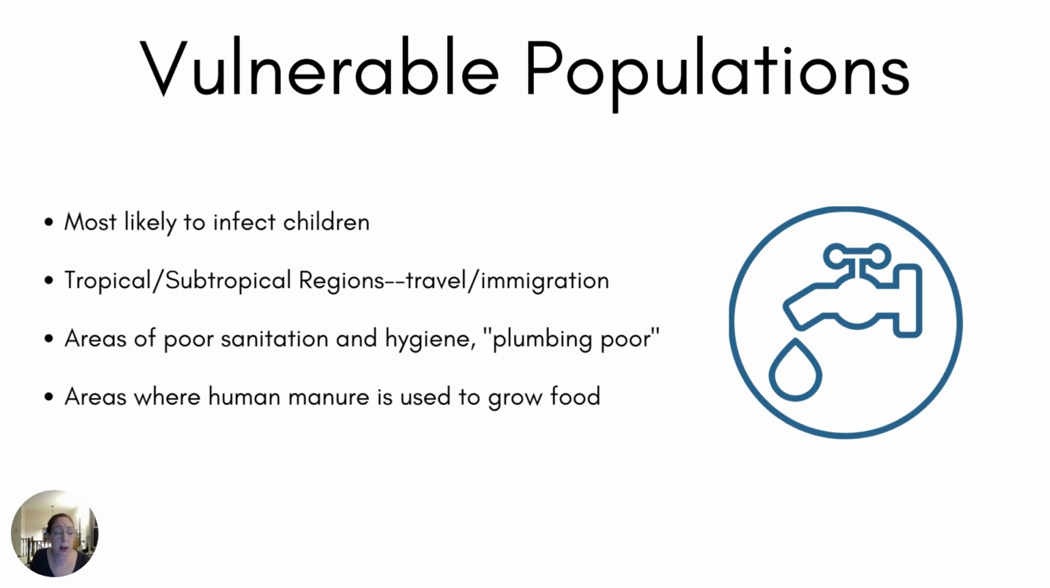The other is in areas where human manure is used to grow food. That is a very dangerous practice. And we can see that because anything that is in that fecal-oral transmission cycle is going to potentially pass to people through their food.